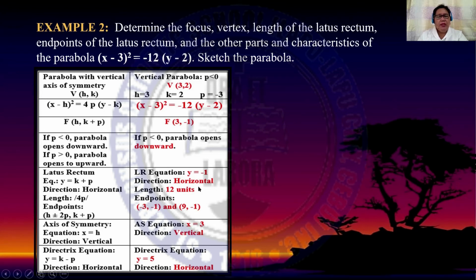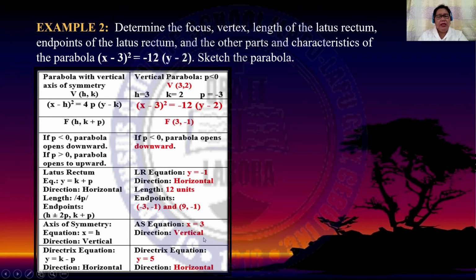Direction is horizontal. The length of the latus rectum is 12 units or 4p. That's 4 times negative 3, and you take the absolute value, so it's positive 12. The endpoints, we have (negative 3, negative 1) and (9, negative 1). You just simply substitute the values to this formula. And the equation of the axis of symmetry is x equals 3 because that is x equals h.